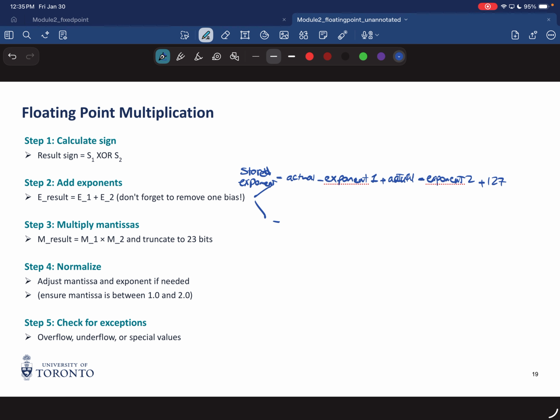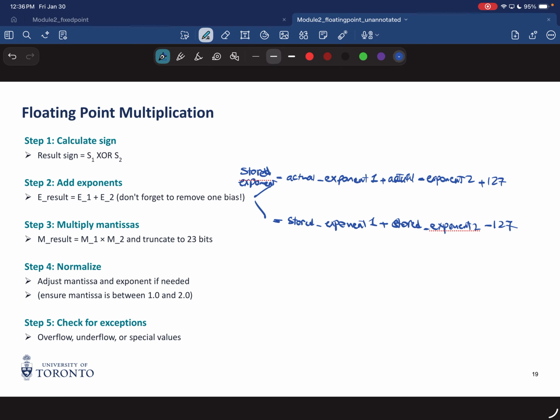If you're doing the multiplication using the stored exponents, remember that you have two 127 hidden in it, right? So it's going to be stored exponent 1 plus stored exponent 2 minus 127. Just remove one bias. Because both of them have biases in them, you're removing one of the biases.